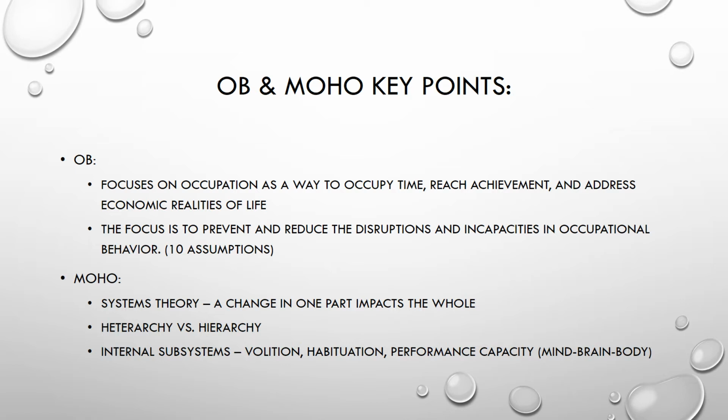And Gary Kielhofner took those and put them into systems theory, which is a change in one part that impacts the whole. So this comes out of the business world where if you change one thing, other things are going to change in response. And it's called a heterarchy versus a hierarchy. Things don't flow down a chain of command. Rather, they impact each other very organically. And in particular, the MOHO focuses on the internal subsystems of volition, habituation, performance capacity, or what's called mind-brain-body. So that's just a different name for performance capacity.